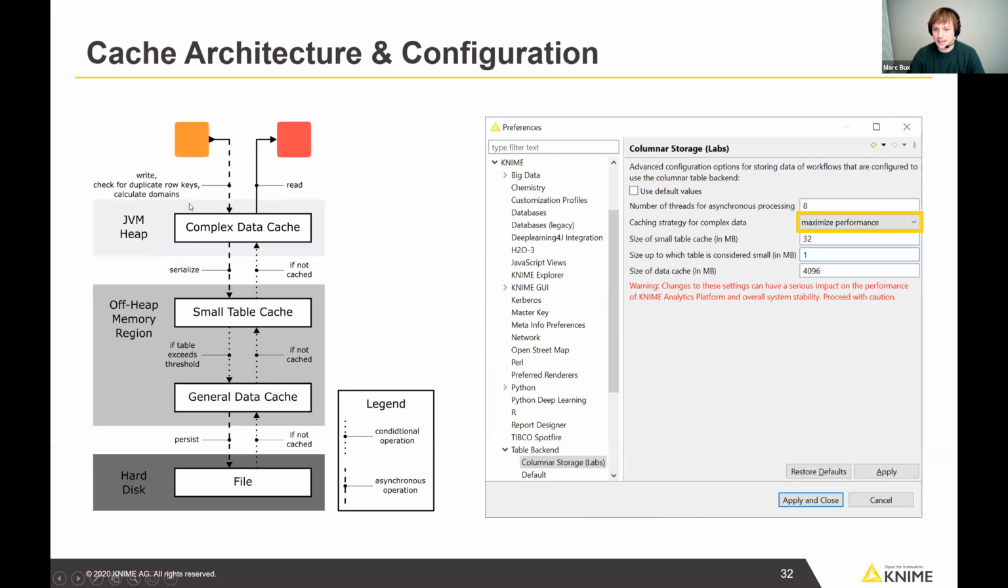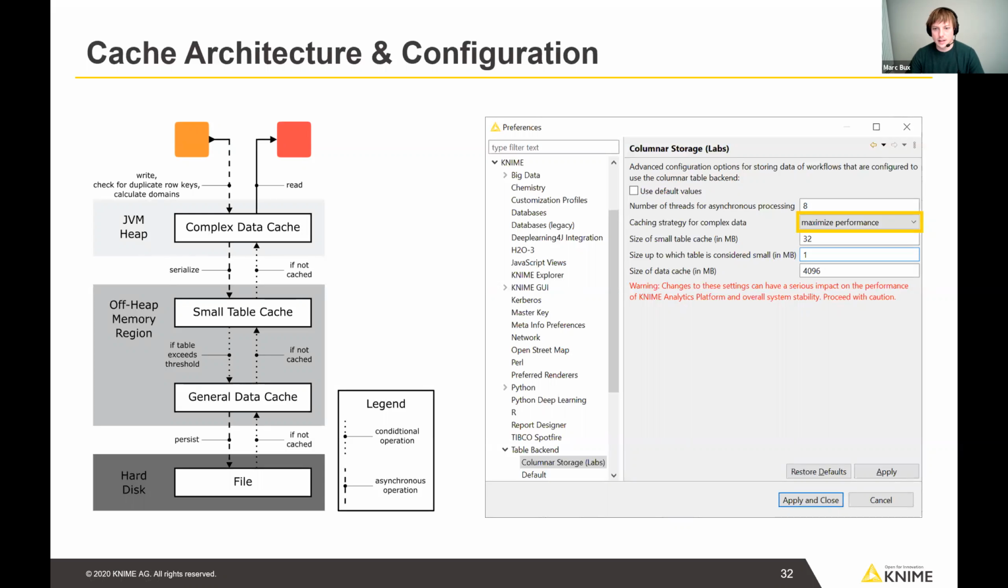Okay, so this was very technical, but just bear in mind, you have these two options. You can either maximize performance by allowing this complex data cache to actually hold some data for a little bit longer, or you might minimize memory footprint, and then this complex data cache will drop its data pretty quickly, but you won't notice any increase in memory footprint at all as a consequence of this cache being in place. Okay, there we have it.